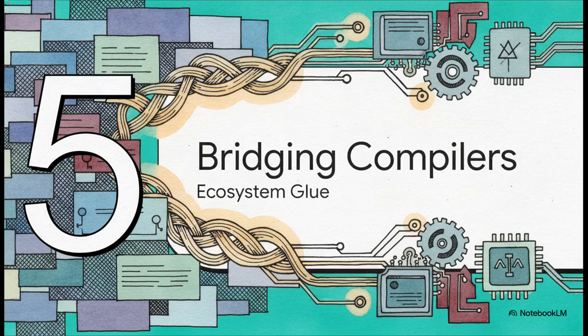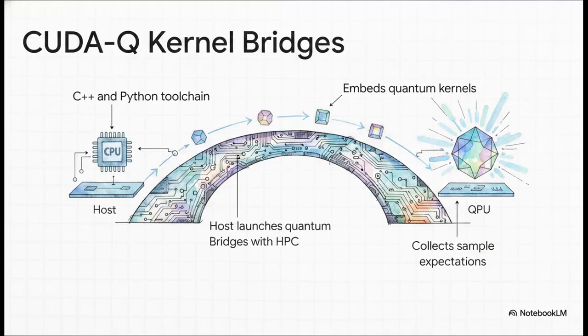Section 5. Bridging software and compilers, the glue of the heterogeneous ecosystem. CUDA-Q is a prime example of a syntax bridge in this space. It's an open-source C++ and Python toolchain that embeds a quantum subroutine, called a kernel, directly into CPU, GPU, and QPU workflows. The host code launches the quantum kernels and collects the sample or expectation results. Architecturally speaking, a quantum program is fundamentally just another classical accelerator subroutine bridging into high-performance computing.